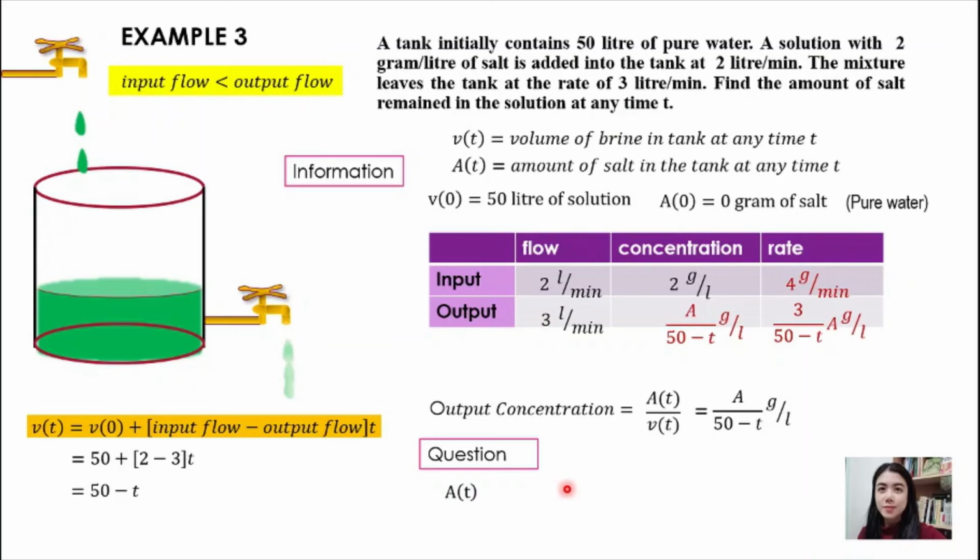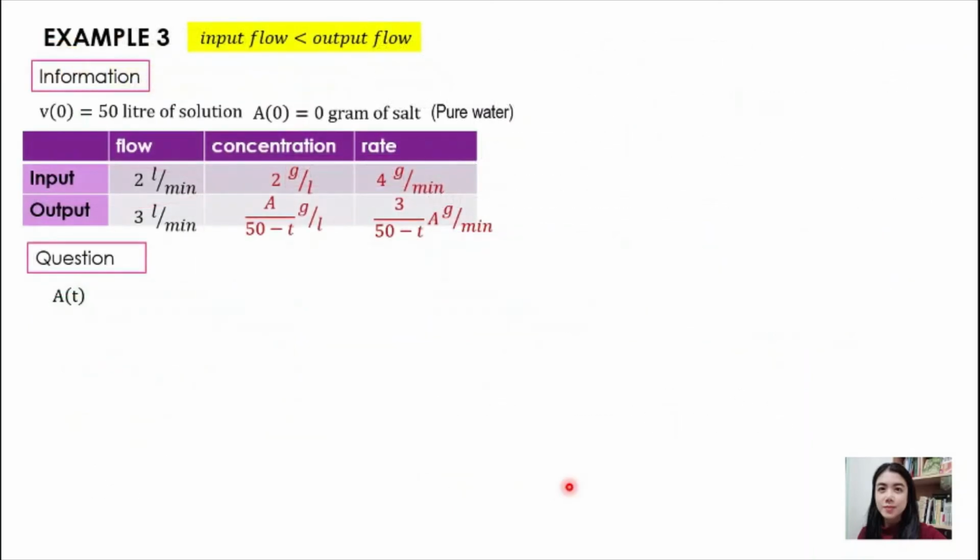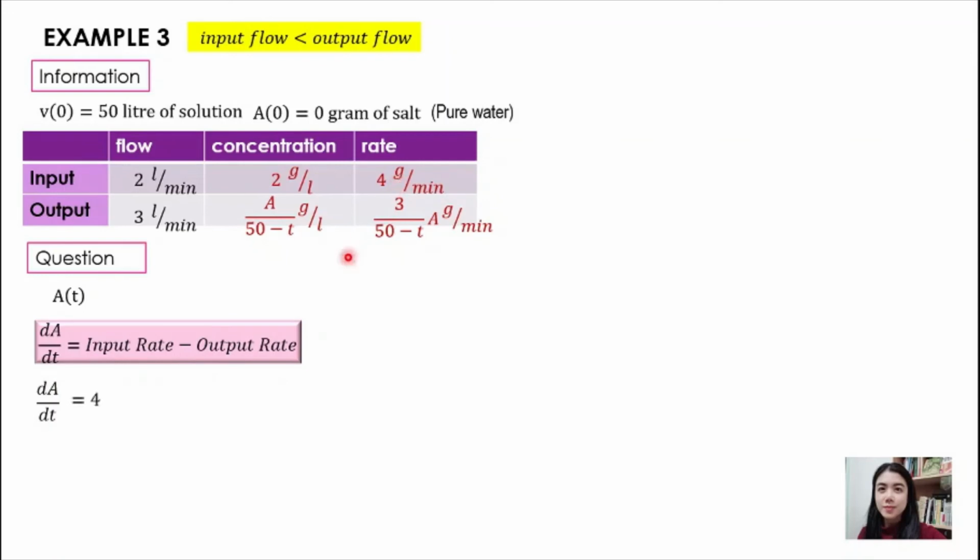Now let's solve this example by using its differential equation. You have your dA/dt equal to the input rate, which is 4, minus the output rate. Your output rate is this one. Then we have this one. Rearrange this one and we have the next line. This is the differential equation for the mixing problem. Once we have obtained the mixing problem differential equation, we do not need the table anymore, and we also do not need the V0 anymore.